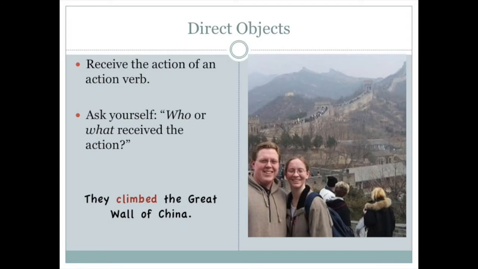Let's look at the picture on this screen. They climbed the Great Wall of China. In the sentence that goes along with the picture, the word climbed is very obviously the action verb. It's telling the action that happened in the sentence. Then we should ask ourselves who or what received the action, or who or what was climbed. In this case, the Great Wall of China is the direct object because it was the object that was climbed. In the next video, try to identify the action verb and the direct object of that action verb.